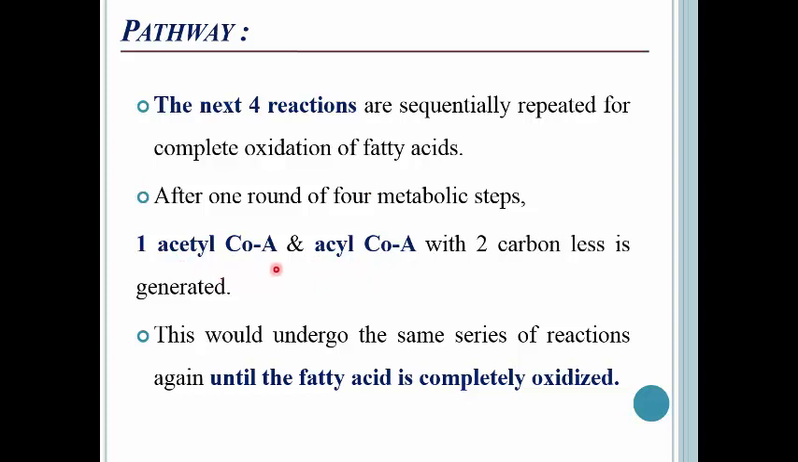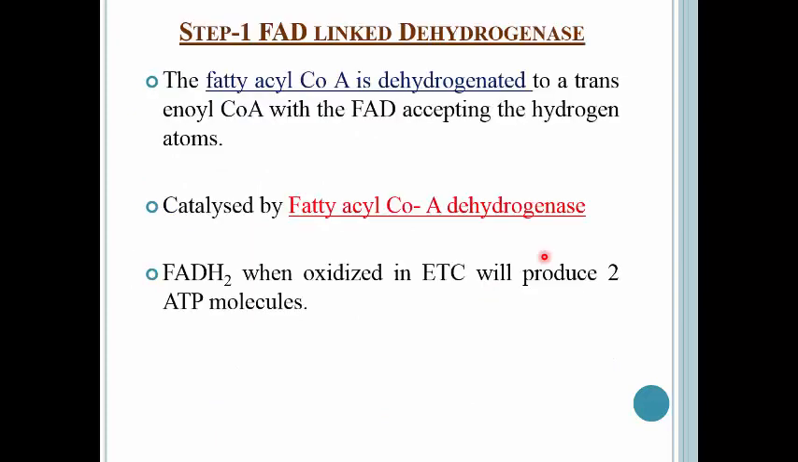So one molecule of acetyl CoA is formed and one molecule of acyl CoA with 2 carbons less is generated. So at the end of one cycle, 2 molecules are generated, and these would undergo the same series of reactions. These cycles will be repeated until the whole fatty acid molecule is oxidized. Okay. So the first step in the cycle is the FAD linked dehydrogenase.